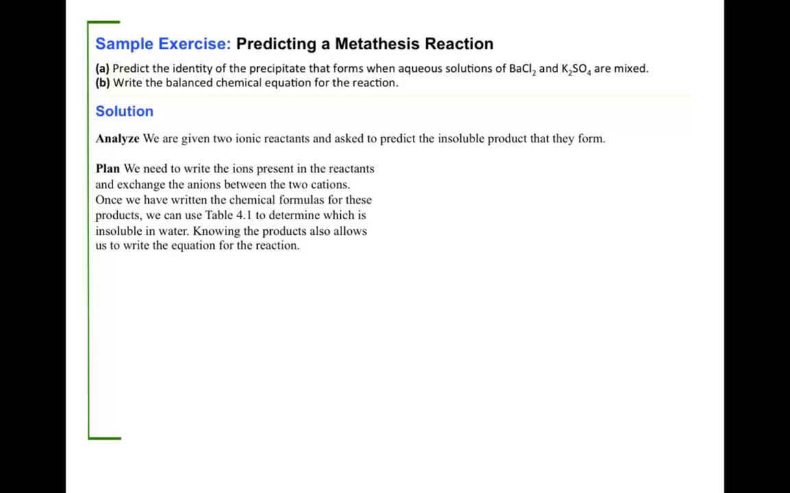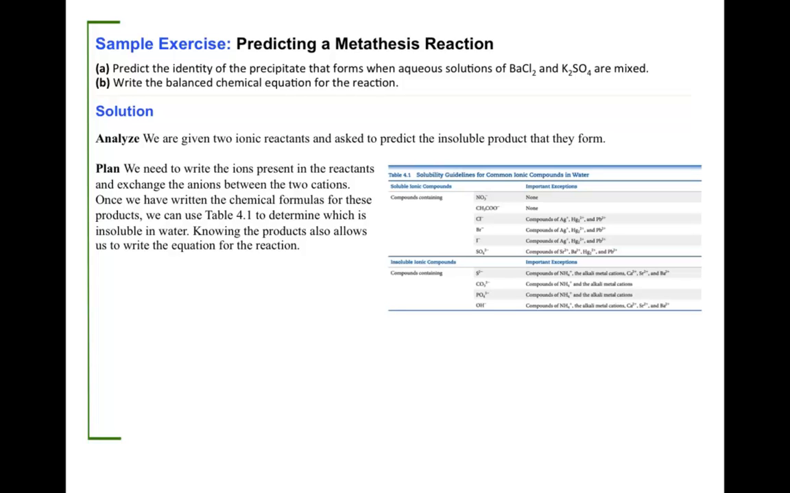So the plan to achieve this is that we need to write the ions present in the reactants and exchange the anions between the two cations. Once we have written the chemical formulas for the products, then we can use Table 4.1 to determine which is insoluble in water. Knowing the products also allows us to write the equation for the reaction.